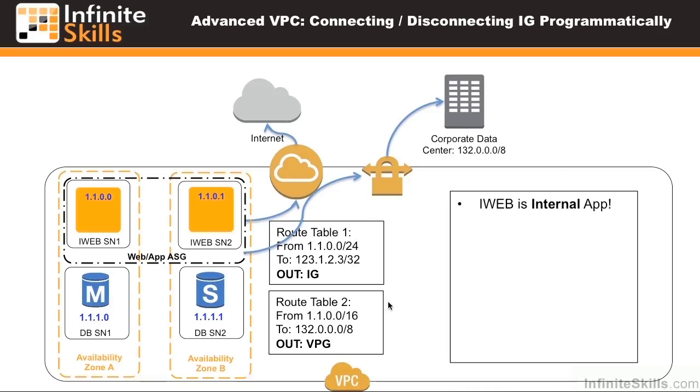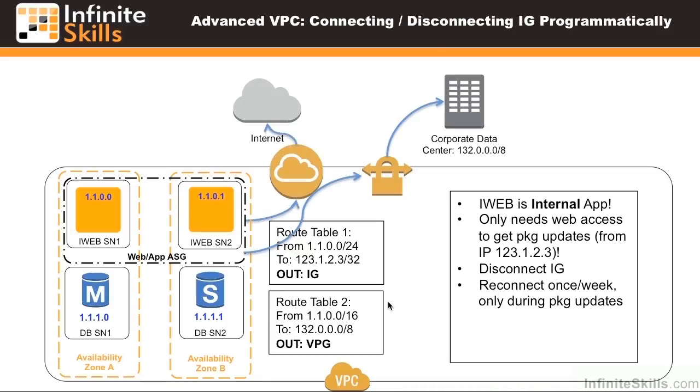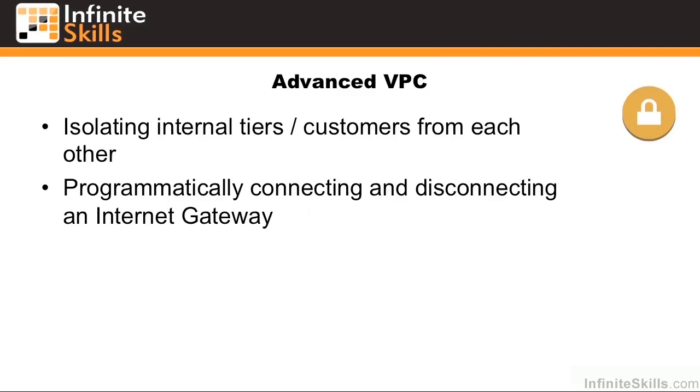Remember, iWeb is an internal application. It only needs web access to get its package updates from IP address 123.1.2.3. It'd be a lot more secure if we disconnected our internet gateway, and then we reconnect it only once a week and only when our package updates kick off. Then after our package updates are complete, we disconnect, limiting our exposure to an internet attack.